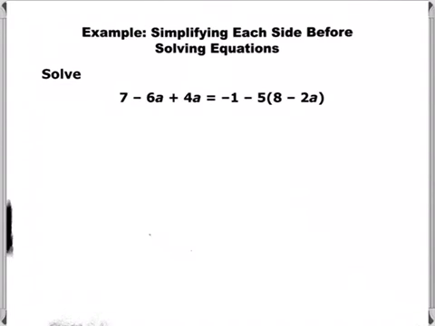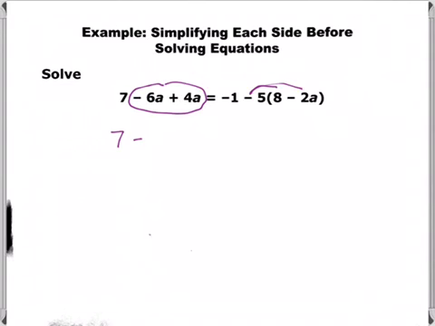All right, example 4, very similar. We're going to have to simplify or combine like terms on the left side of the equation with the minus 6a and the positive 4a. And on the right side of the equation, we're going to have to distribute the negative 5 throughout. So let's go ahead and simplify that down.